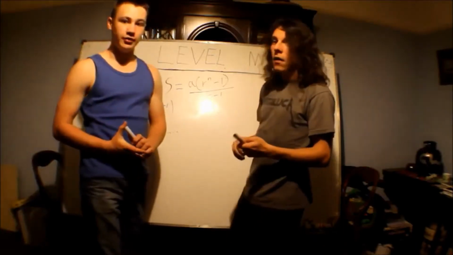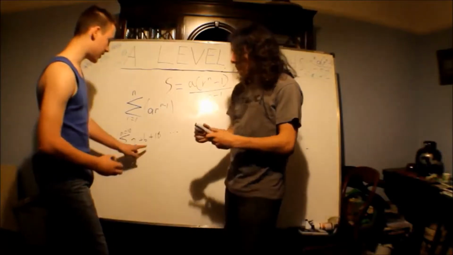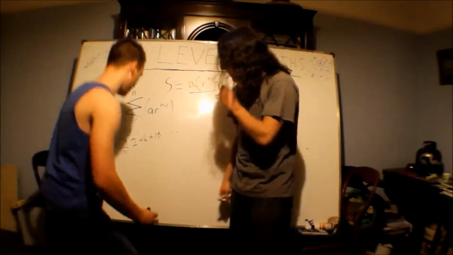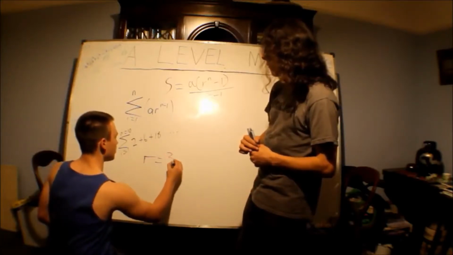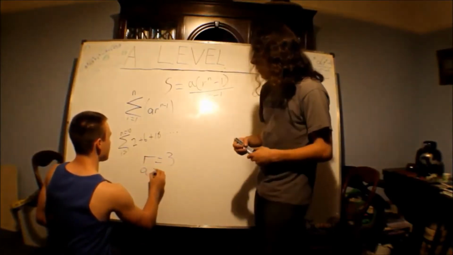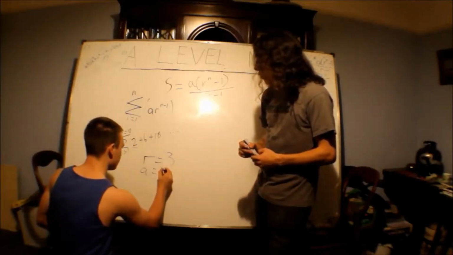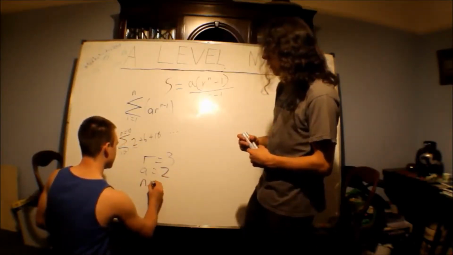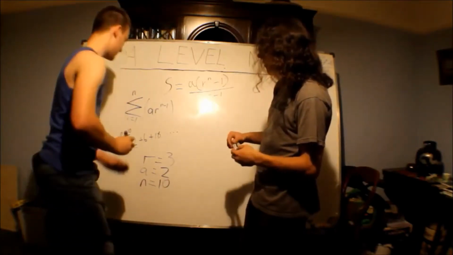So how do we do this, Triff? Well, first you need to find out what R is. Yes. So we do the second over the first to find out what R is. 6 over 2 is just 3. What is A? The first term of our sequence, 2. And we need N. What's N? N is 10, the number of terms.